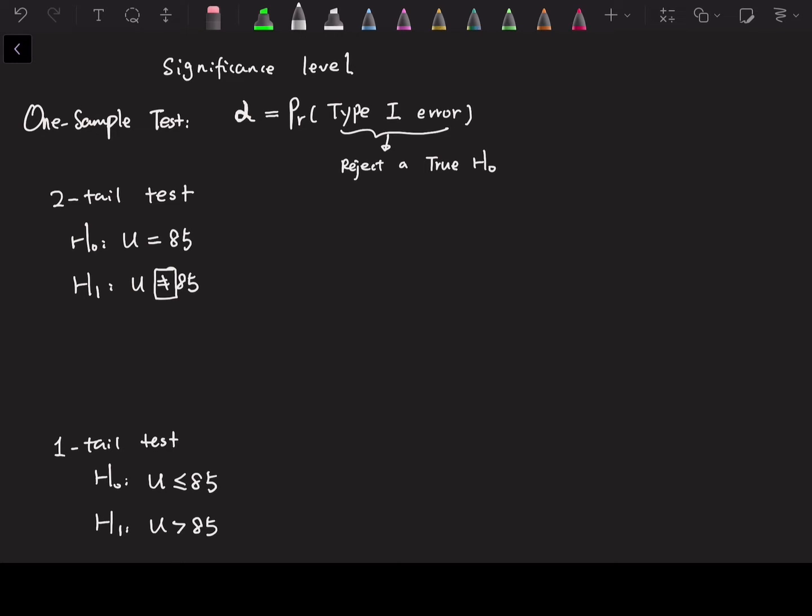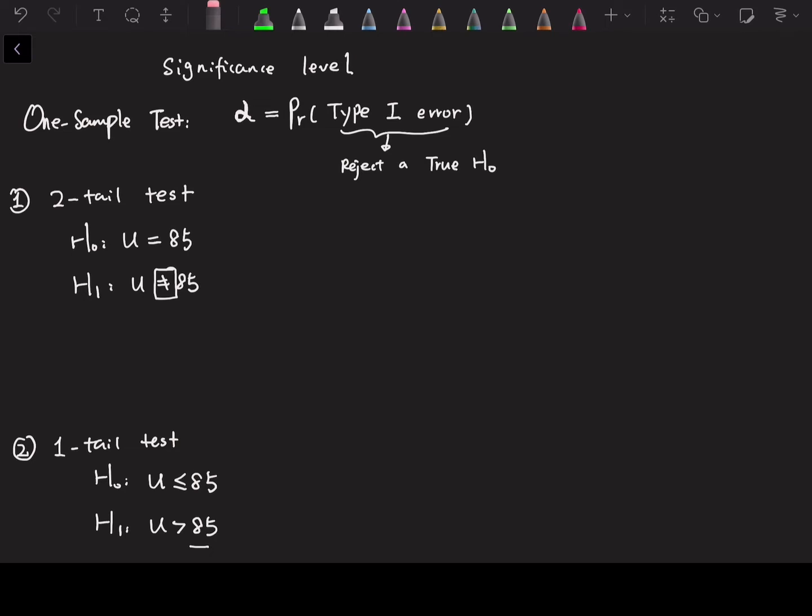Okay, so this will be a one-tailed test, case scenario number 2, versus case scenario number 1. One tail means you're only interested in whether the population mean is greater than 85. You're only interested in one tail of the normal distribution. Okay, so now let's just focus on the two-tailed test first.